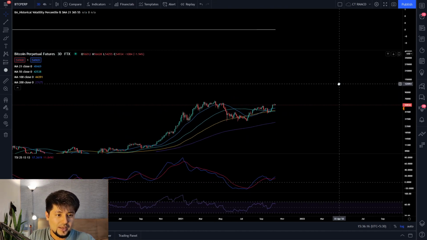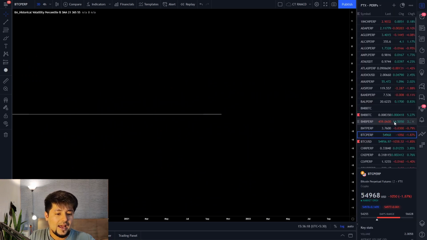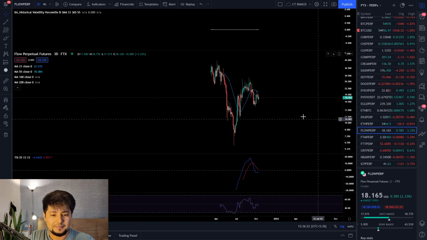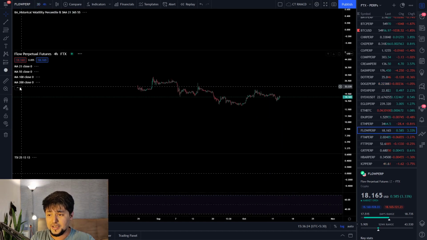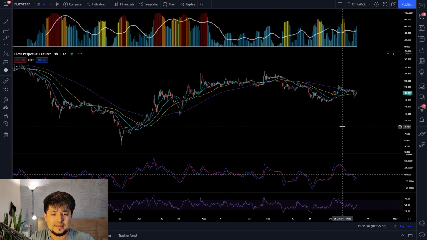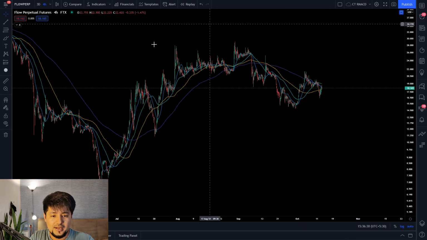Alright, so we have all of these things set, and I think I left at Ethereum. So guys, we're going to be talking about Flow right here, the Flow blockchain. Let's start off with the 3-day time frame itself. It looks to me like Flow is essentially not doing anything much, guys.